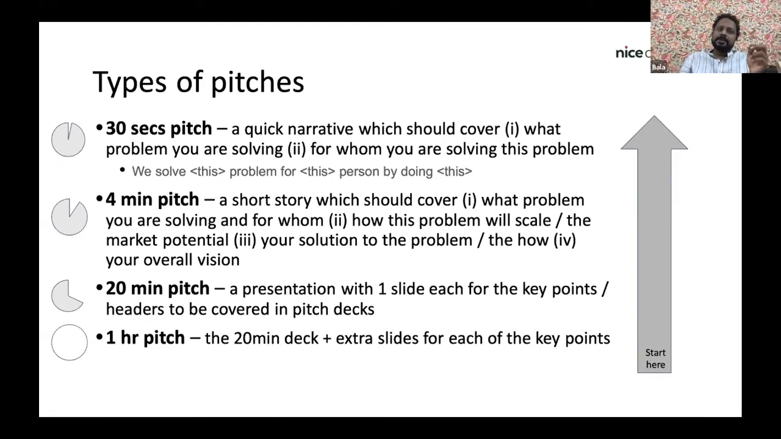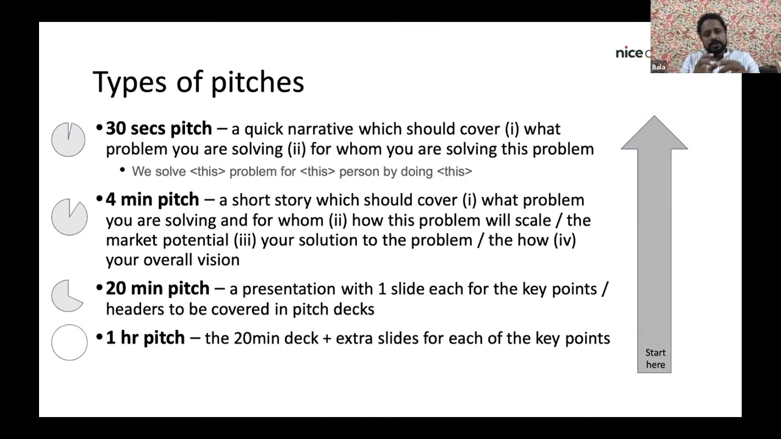And then you see some 4-minute pitches, and typically I've seen the 4-minute pitches in business plan competitions and in a group format. When you are in a group, you will get a little more attention than 30 seconds. And the moment you say, we solve blank problem for blank person by doing blank, they will say, oh, you know what, can you tell me a little more? That means you are now in a 4-minute zone, right? So then you have that ready, and the 4-minute zone expands it a little bit.